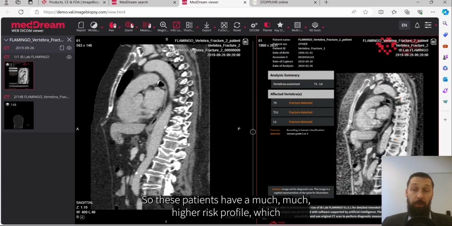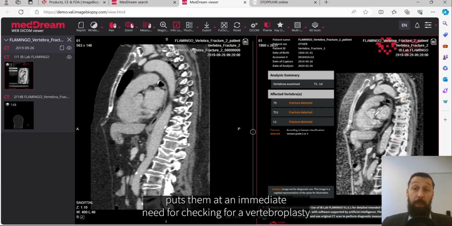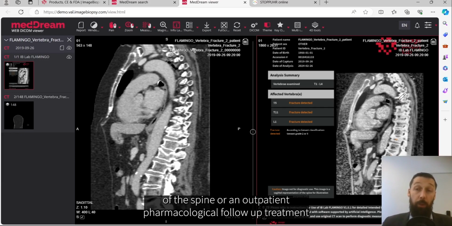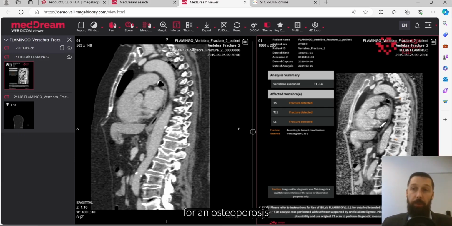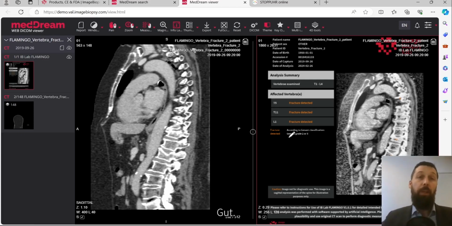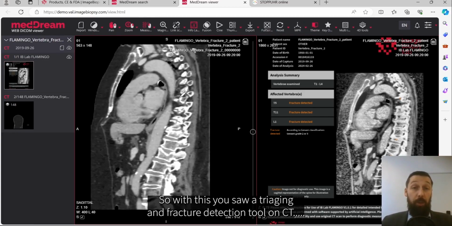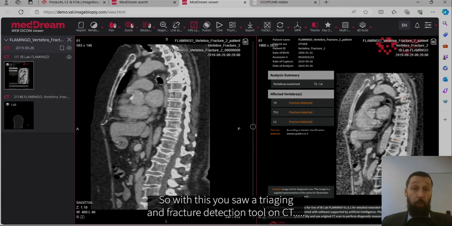higher mortality. So these patients have a much higher risk profile, which puts them at immediate need for checking for a vertebroplasty of the spine or an outpatient pharmacological follow-up treatment for an osteoporosis diagnosis that is done by, for example, blood markers and so forth. Good. So with this, you saw a triaging and fracture detection tool on CT.